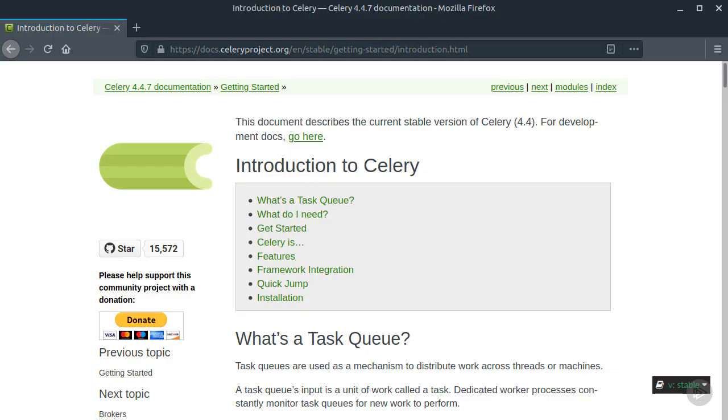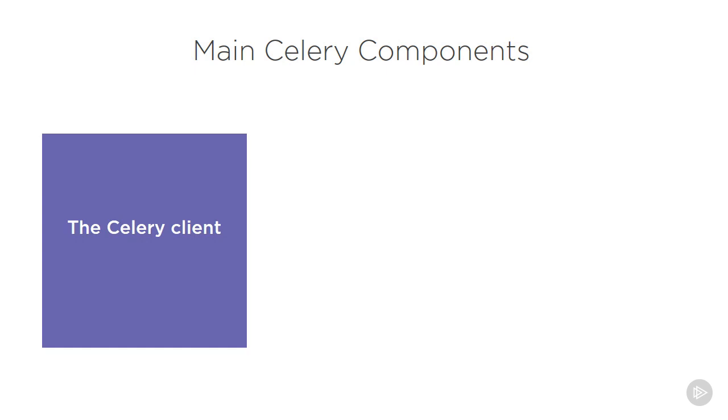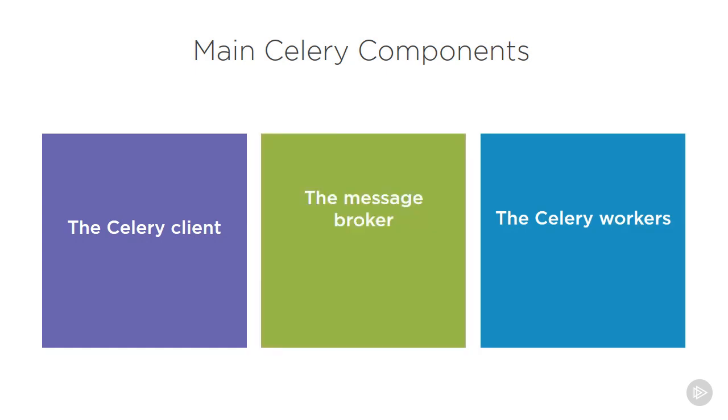To prevent this, we are going to implement Celery. Celery is an asynchronous task queue. We can split Celery in three components: the Celery client, workers, and the message broker. Client is basically any code that issues a background job. So in our case, this is the web application trying to send an email.